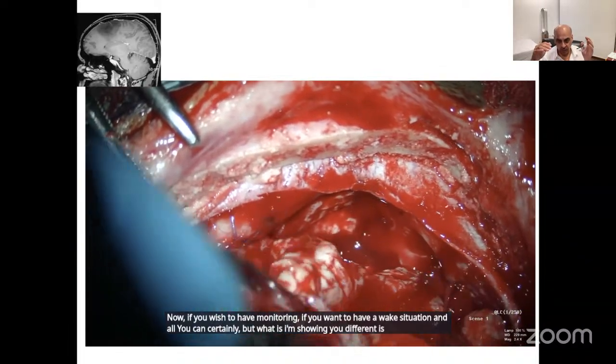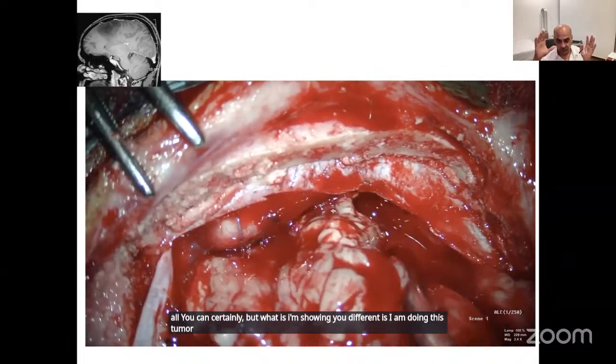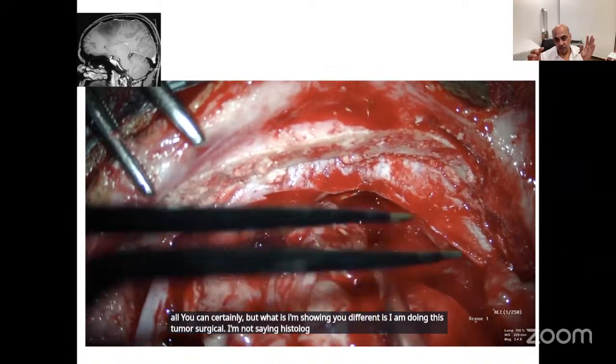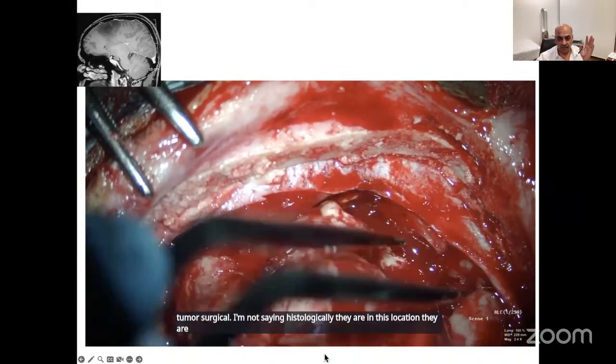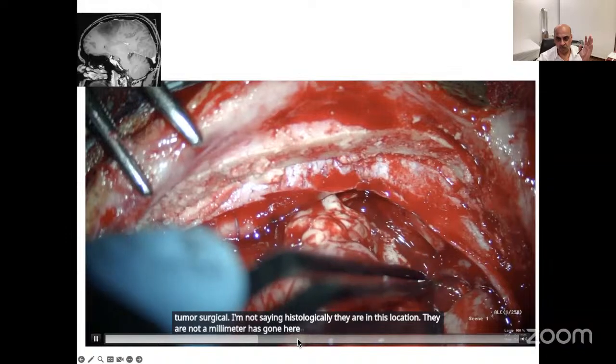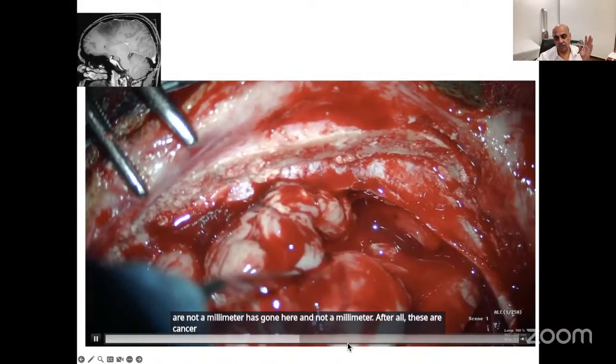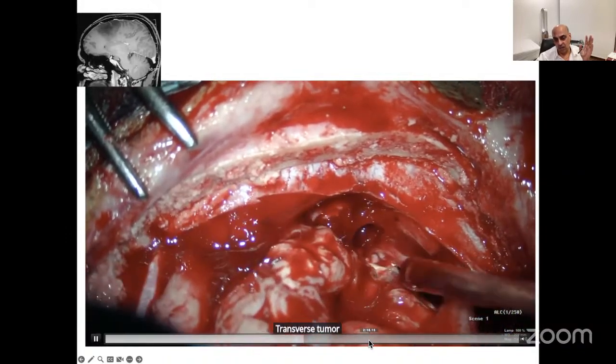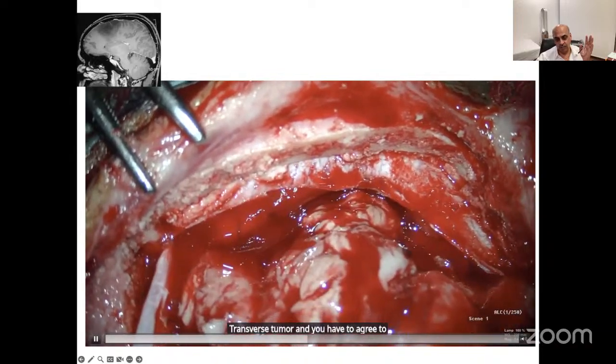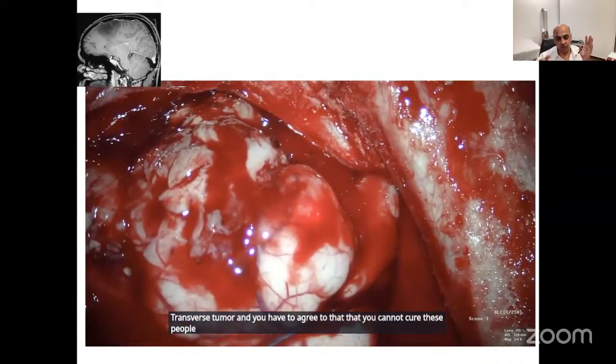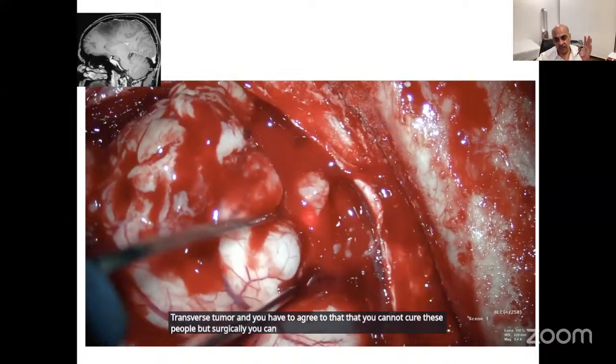But what I am showing you that is different is that I am doing this tumor surgically. I am not saying that histologically they are not a millimeter beyond this location. After all, these are cancerous tumors, and you have to agree that you cannot cure these people, but surgically you can make a radical dissection.